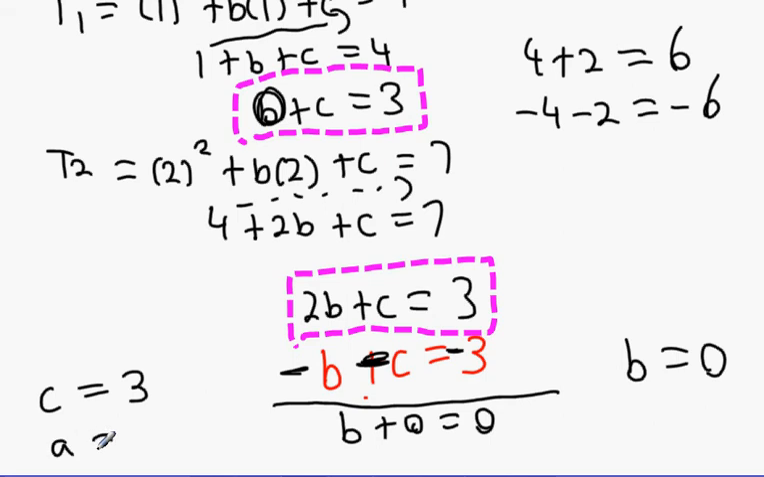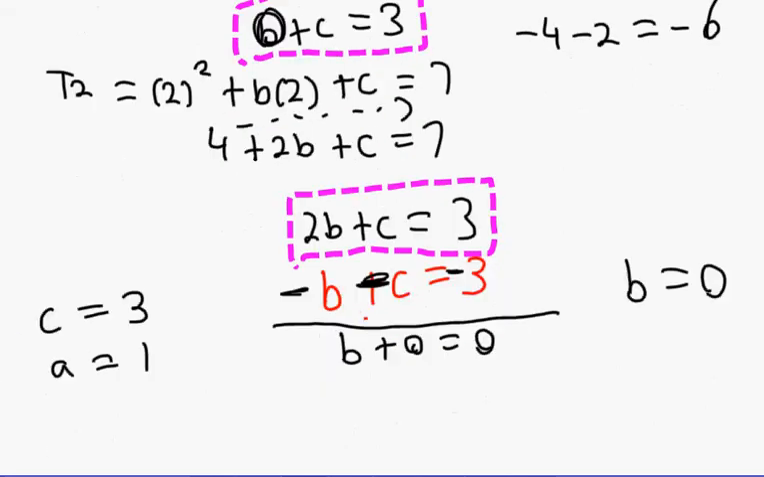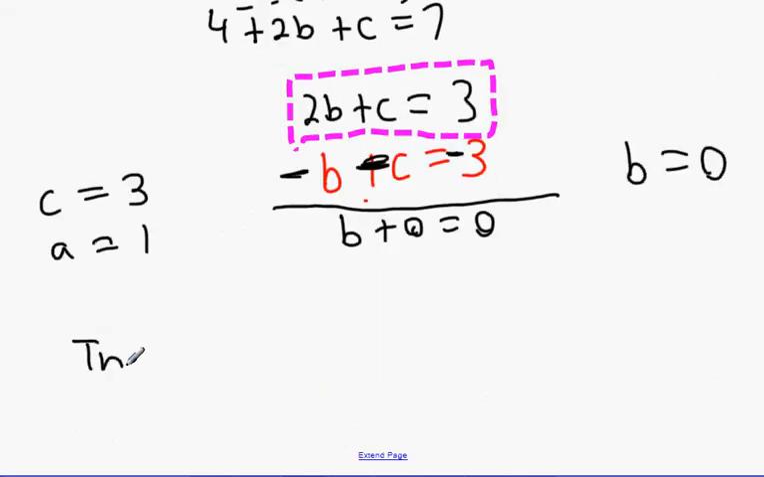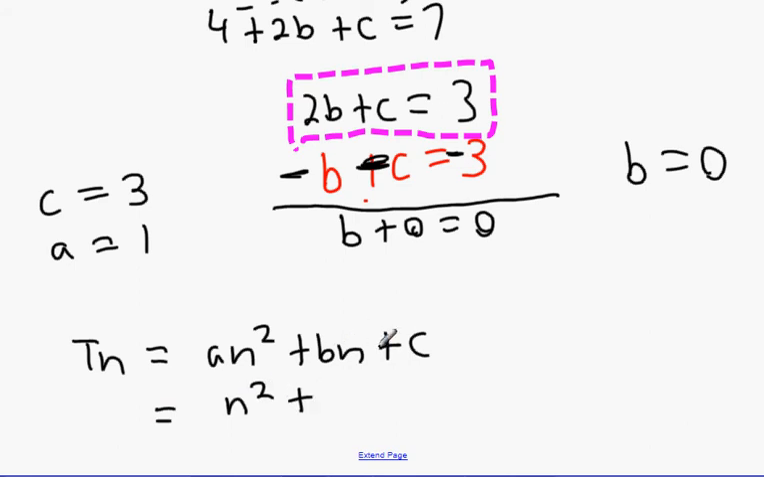And we know a equals 1. Therefore, Tn equals an squared plus bn plus c, which is equal to n squared plus 0 times n plus 3. 0 times n is 0, and c is 3. Tn equals n squared plus 3.